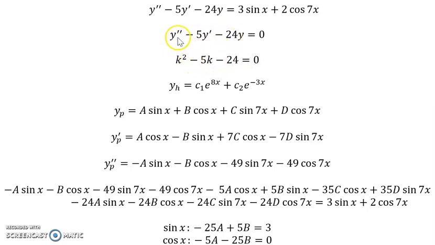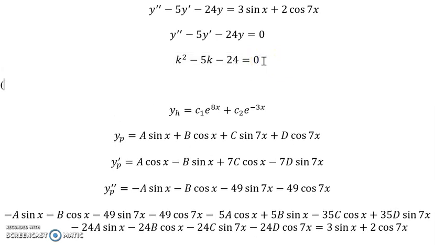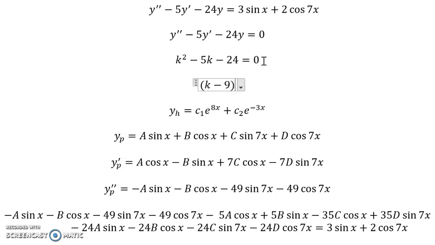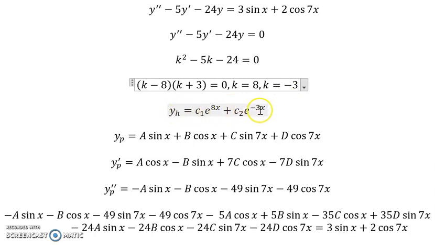So this is our homogeneous function, and these are constant coefficient problems. And so we get our characteristic equation. And if I factor this characteristic equation, then I end up with k minus 8 and k plus 3, which gives me solutions of k equals 8 and k equals negative 3, which then go into the homogeneous portion of the solution, e to the 8x and e to the negative 3x.